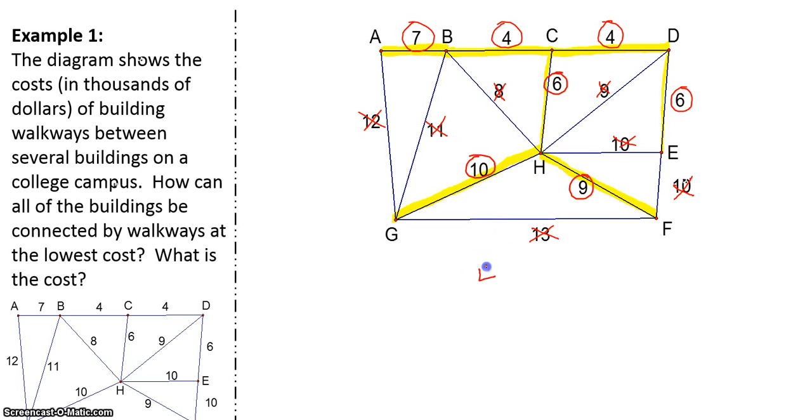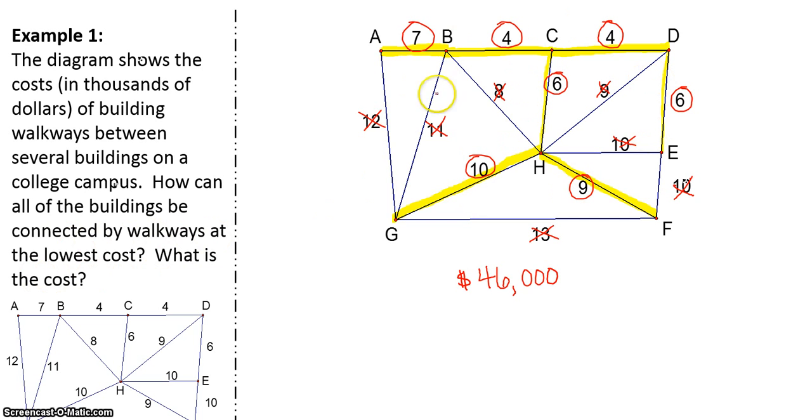So that number comes out to be 46. But remember, it said the diagram shows the costs in thousands of dollars. And so in this particular story problem, this would then be $46,000. Because to make this walkway was $7,000, this one was $4,000, $4,000, $6,000, so it said it was in thousands of dollars. So how can all the buildings be connected by walkways at the lowest cost?